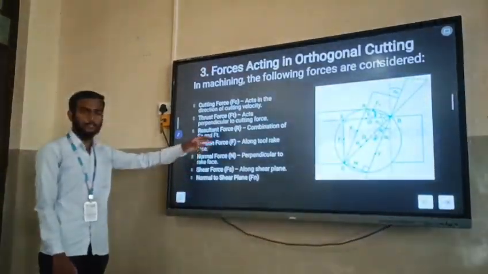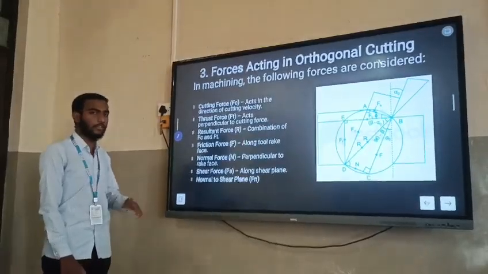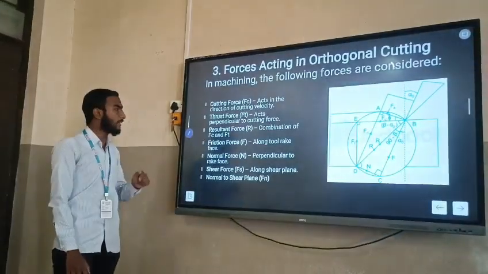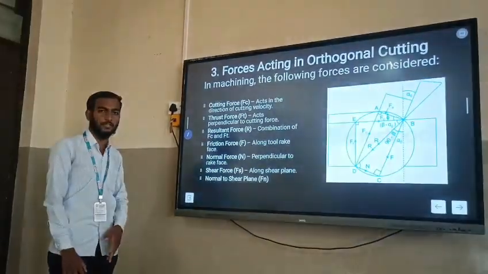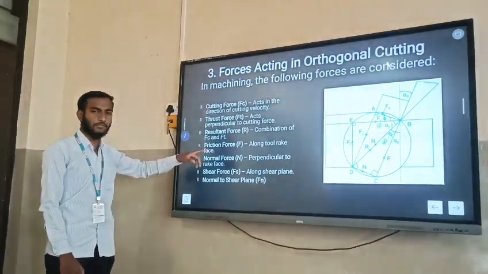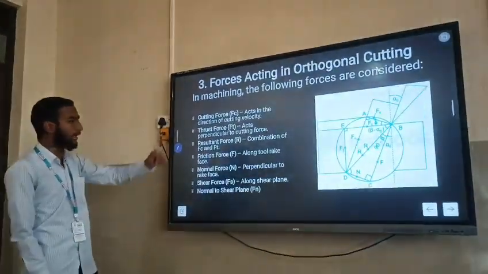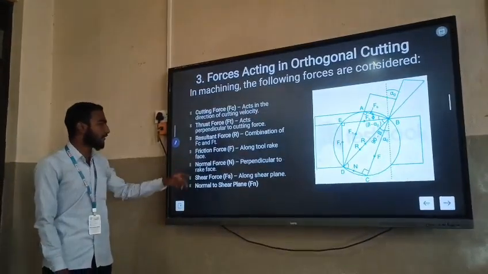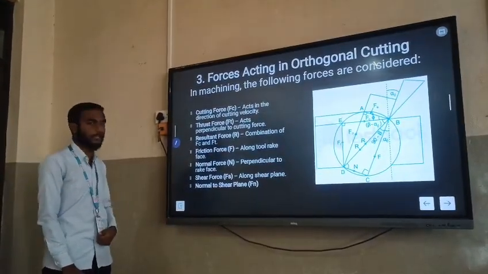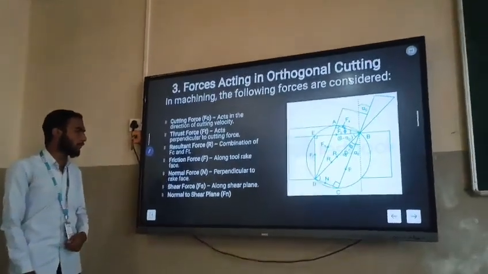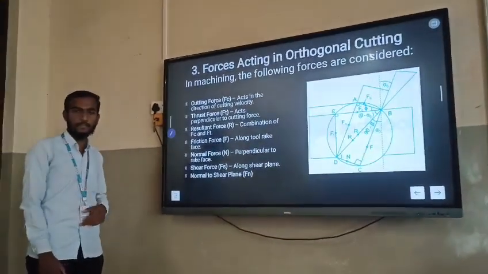These forces act on the workpiece and the tool. The first force is the cutting force, which acts in the direction of the cutting velocity. The second force is the thrust force, Ft. It acts perpendicular to the cutting force, as you see in the diagram. The third is the resultant force, which is the combination of Fc and Ft. The fourth force is the frictional force, which acts along the rake face.